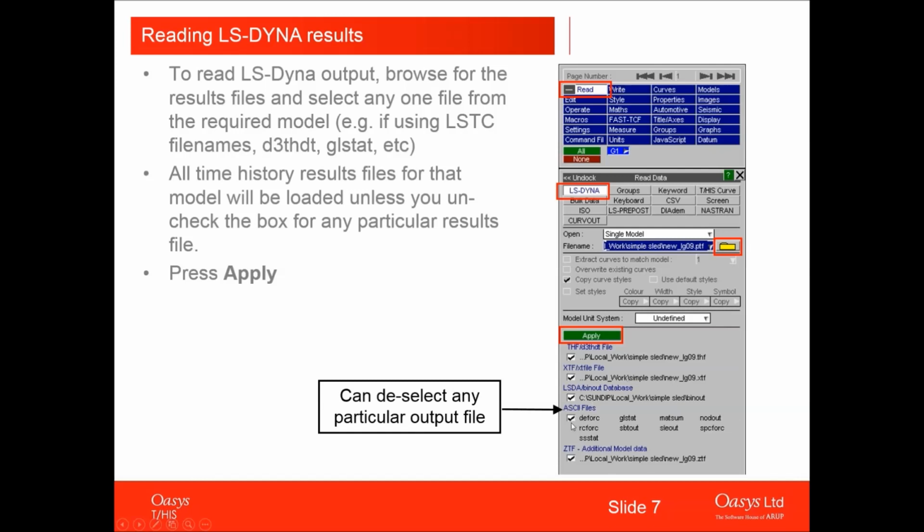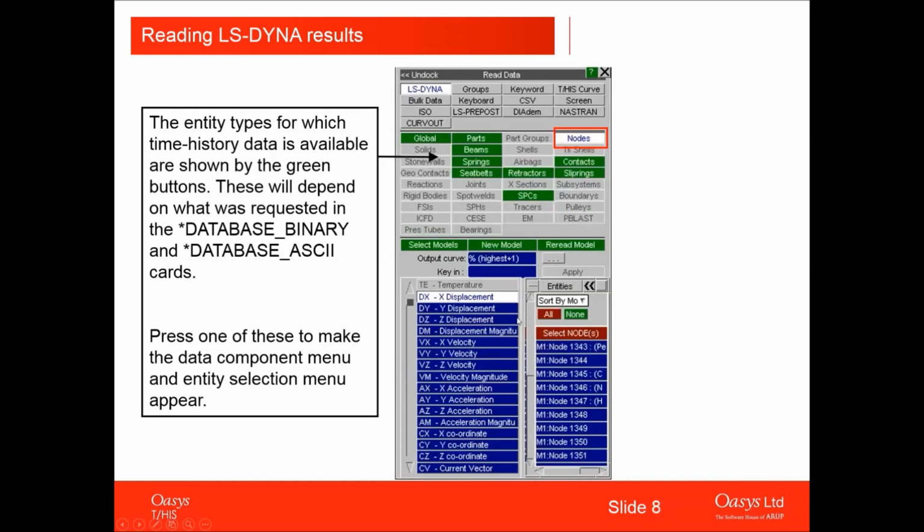So for example, if I didn't want to read in some of the ASCII files, I could just uncheck this and THIS would not read those in. The default is to read in everything that is available in the folder. Okay, so once you've read in the model and clicked apply, THIS displays all of the post-processing data that is available in that particular analysis model.